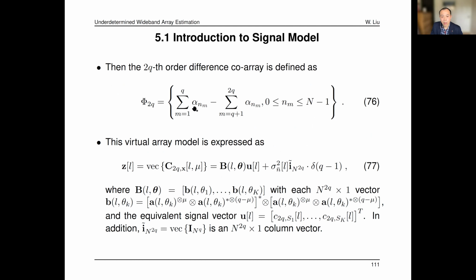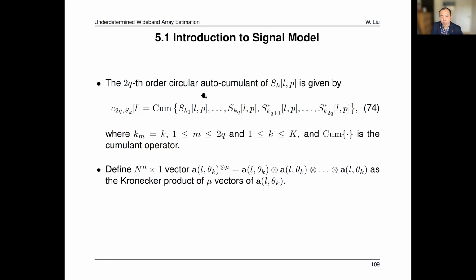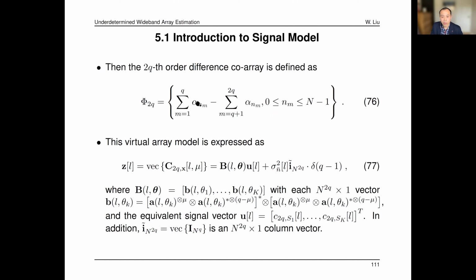This index is alpha nm, where n is from 1 to q, and m is from q plus 1 to 2q. So basically, you randomly choose two alpha values from this set and add them together, also choose another pair and add them together, and then you take the difference. So you can find all those different values with this operation.